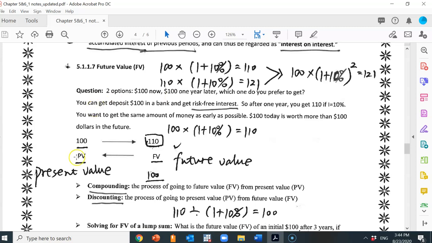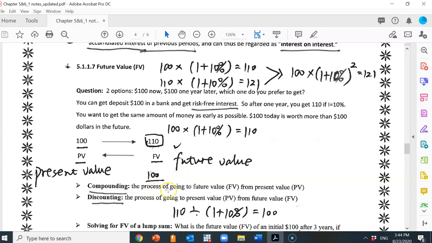Okay, so if $100 today is actually worth 110 after a year because the risk-free rate is 10%, we say that this $100 is the present value of the 110. Okay, and we say that this 110 is the future value of this $100. Okay, this present value is worth the same as the future value, even though they're of different amounts, because money today is worth more than in the future, so they are actually equivalent in the financial concept.